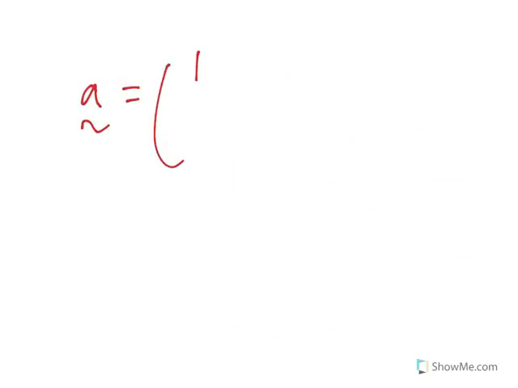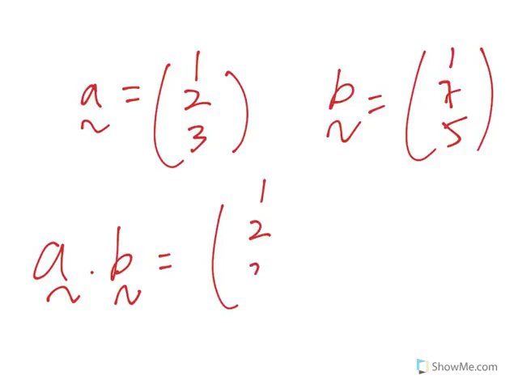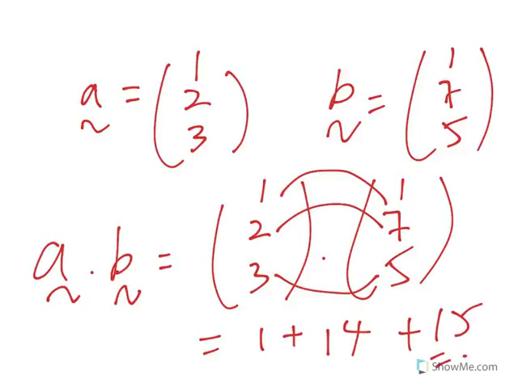If I give you A equals 1, 2, 3, and B equals 1, 7, 5, A dot B is what? A dot B will just be 1, 2, 3 dot with 1, 7, 5. Then it's just 1 times 1 plus 2 times 7 plus 3 times 5. So it's 1 plus 14 plus 15. Answer comes out 30. So you see it's a number, not a vector.